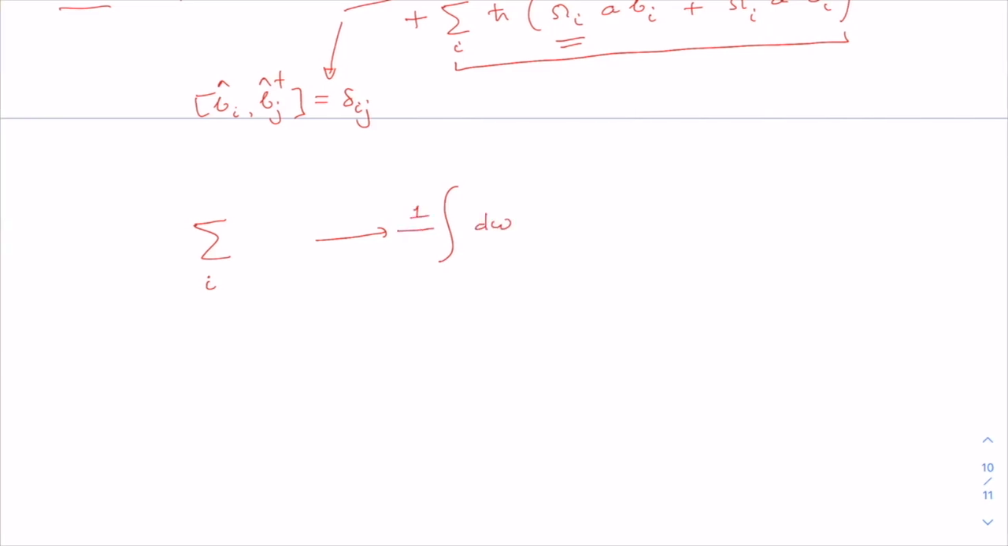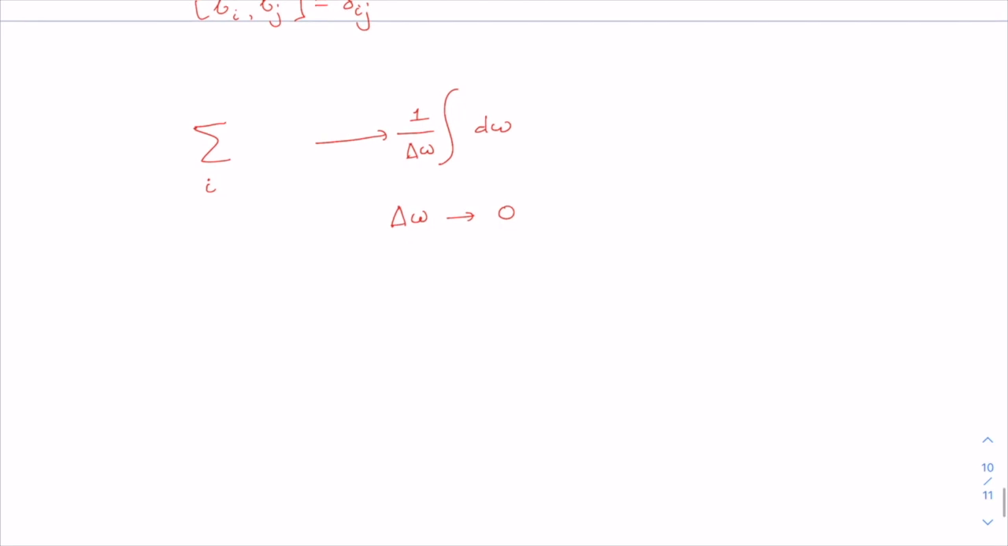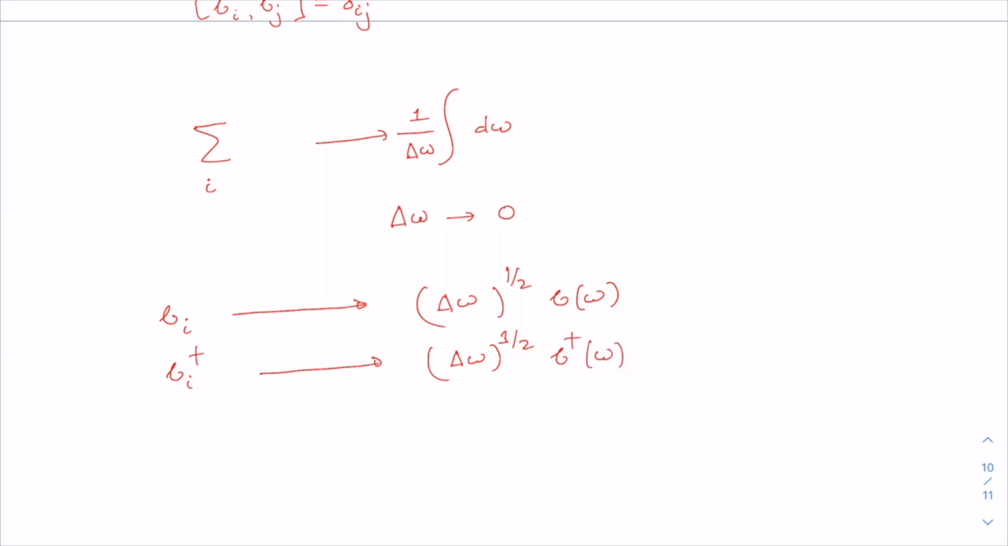and it has to be dimensionless, so it is divided by say delta omega. Here delta omega is the mode spacing, and we take it in the limit delta omega tends to zero, and the Bath operators undergo this kind of transformation. So I will explain that. So we have say Bi, the discrete variable. Now in the continuum limit, it would become delta omega to the power half B of omega, and Bi dagger in the discrete space is going to be delta omega to the power half B dagger of omega in the continuum.